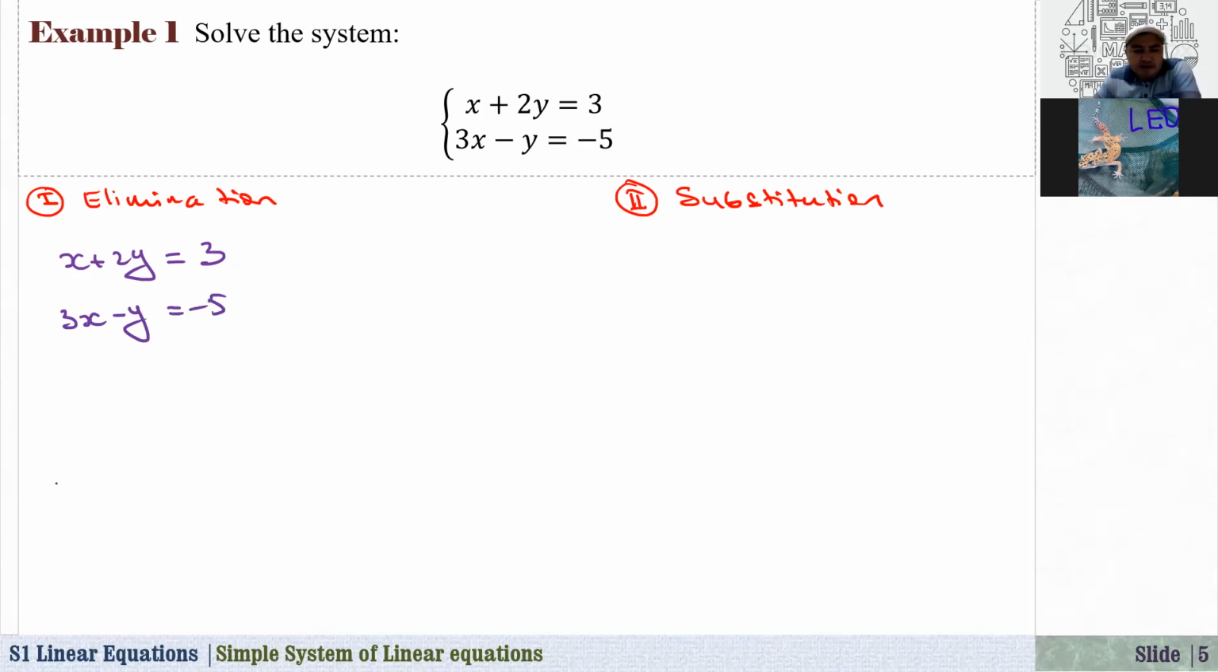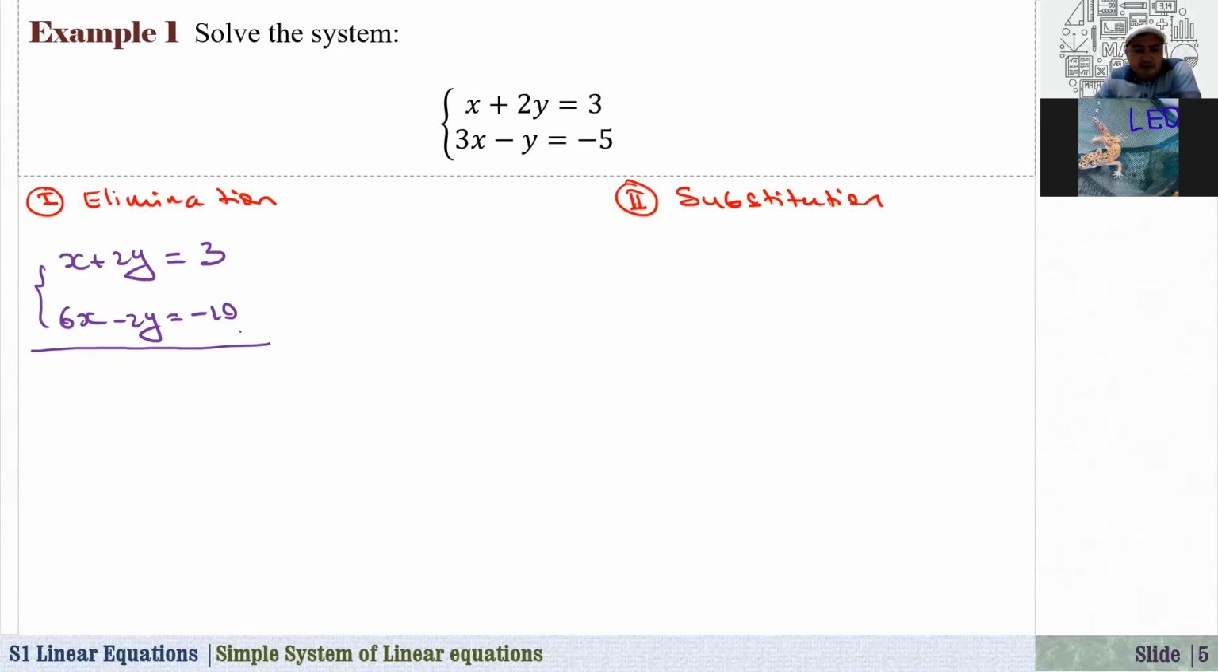Instead of writing this one, how about if I multiply the second equation by 2? If I multiply both sides by 2, because if you multiply by a constant number, it does not change the solution. 2 times 3x, it is 6x. 2 times -y, it is -2y. 2 times -5, it is -10. So now see here the coefficients: the numerical values are the same, but with opposite signs.